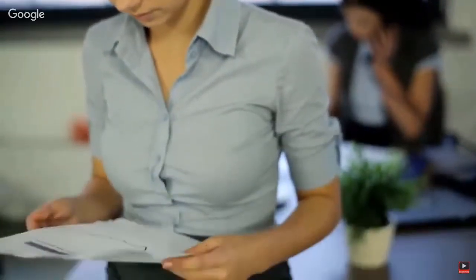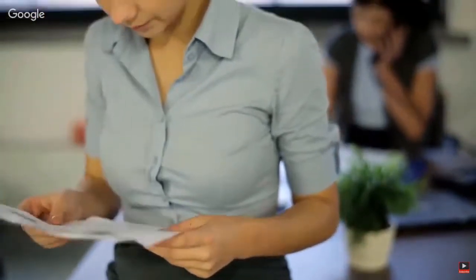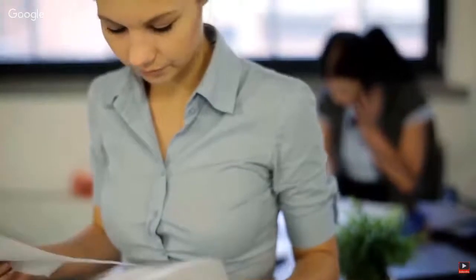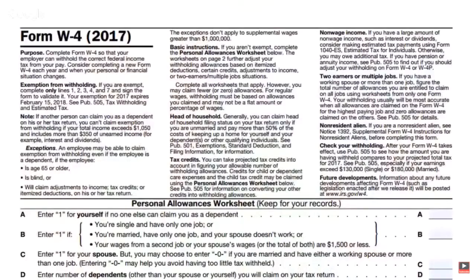This is a big reason why most people are overpaying in taxes. They completed this form when they first started their job, and have not looked at this form since then. Imagine if they have been on their jobs 10 years. Do you think they have had some financial changes in their life? Absolutely. Let's scroll down to the personal allowances worksheet.